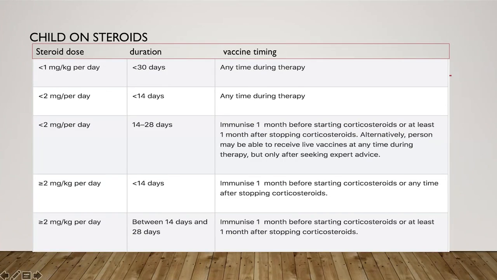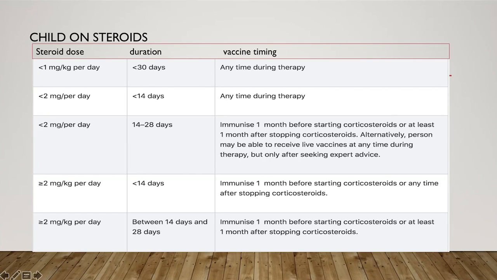If a child is on steroids at a dose of less than 1 milligram per kg per day for a duration less than 30 days, you can vaccinate anytime during this therapy. If a child is on less than 2 milligram per kg per day and the duration is only less than 14 days, again, you can give anytime during therapy.